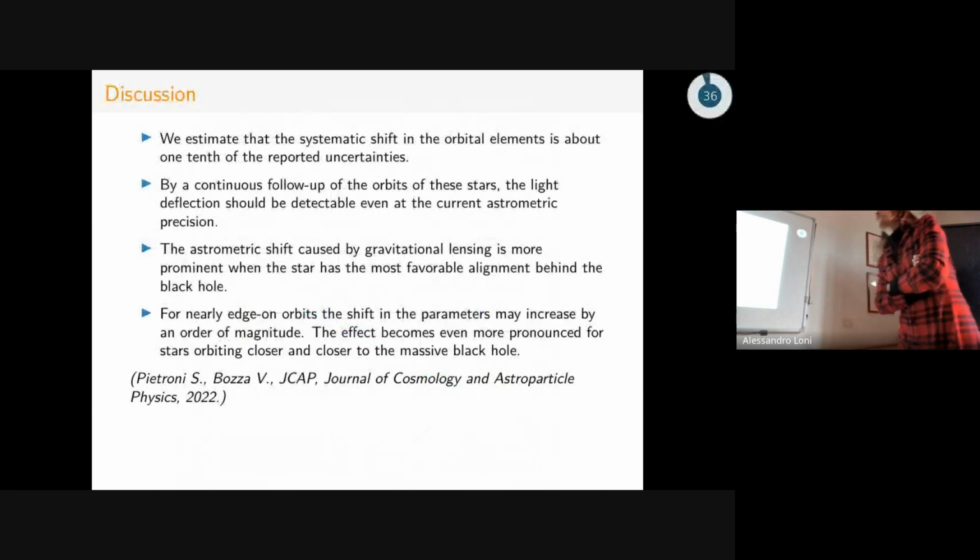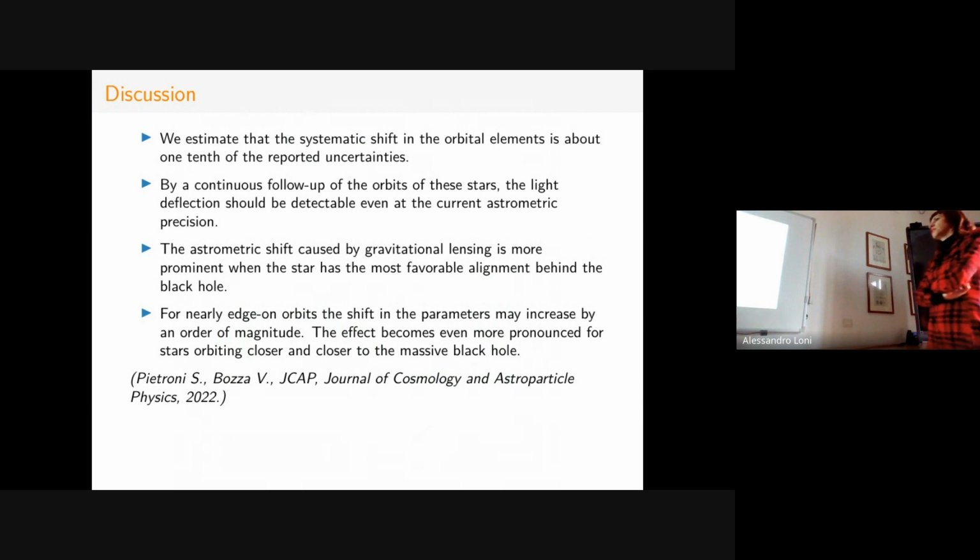So, to conclude, we estimated that the systematic shift in the orbital elements is 1/10 of the reported uncertainties, and that the astrometric shift caused by the lensing is more prominent when the star is more aligned behind the black hole. And the effect of the lensing is stronger when the star is orbiting closer to the black hole, and when the inclination is closer to an edge-on orbit, so when it's closer to a 90-degree inclination.